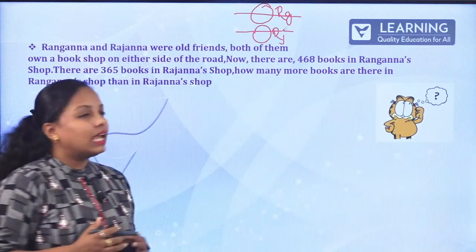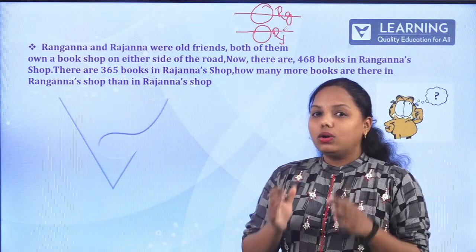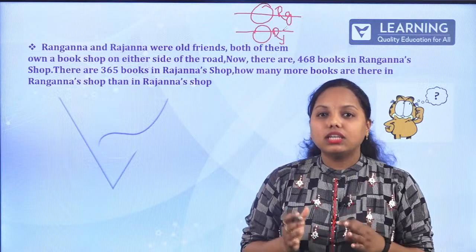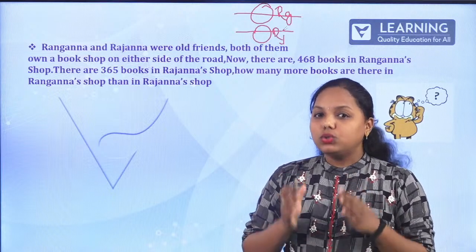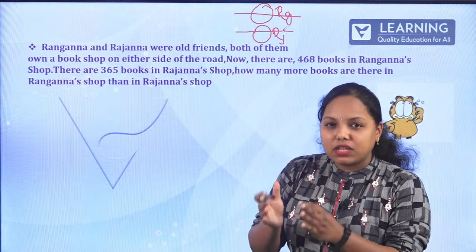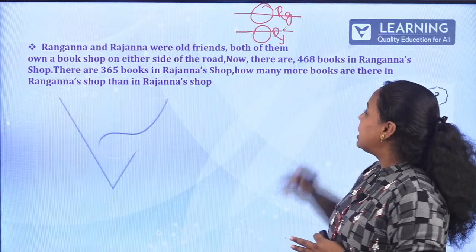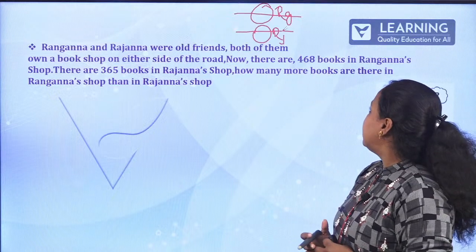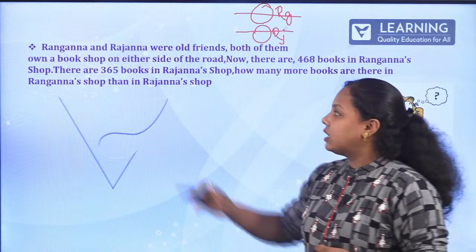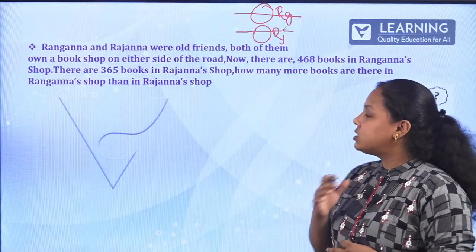there are 468 books in Rangana's store. So, what is the number? Always remember, when you are starting a verbal problem, usually cut short the statement so that it will be easier for you. So, now there are 468 books in Rangana's shop, and there are 368 books in Rajana's shop.